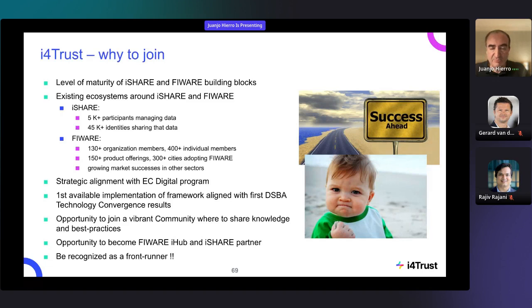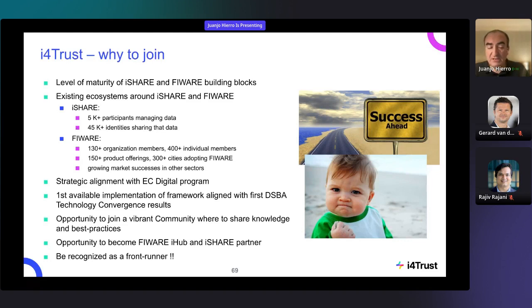And very important, and we are very proud to bring to this training camp for the first time, is the first available implementation of a framework that aligns with the first result of the technology convergence task force that was created under the Data Space Business Alliance. This initiative was launched by the Big Data Value Association, FIWARE Foundation, Gaia-X, and the International Data Spaces Association, very important actors in the data space domain. And there are all the elements to join a community and start sharing knowledge and best practices around those data spaces.